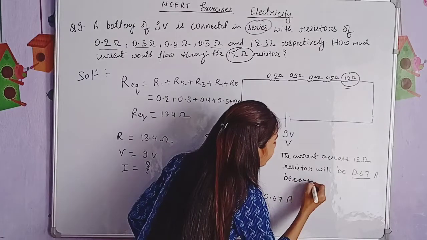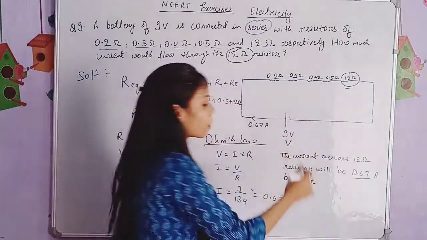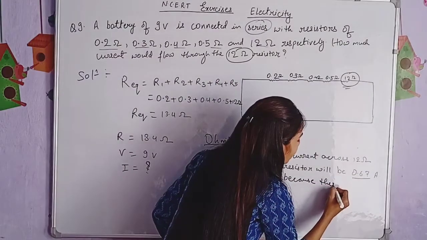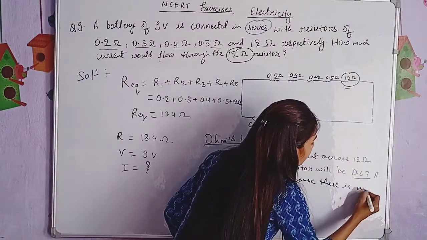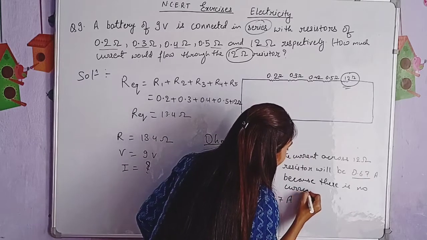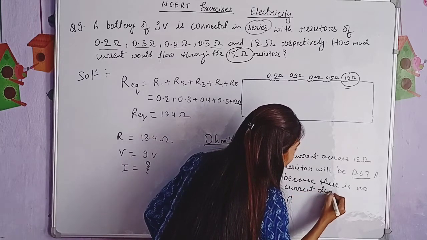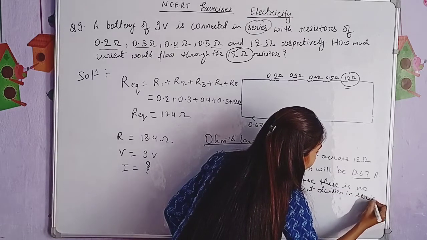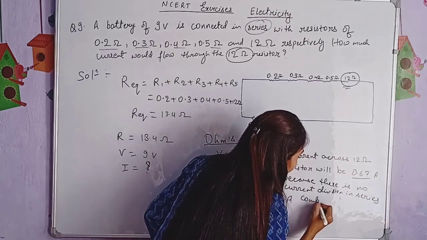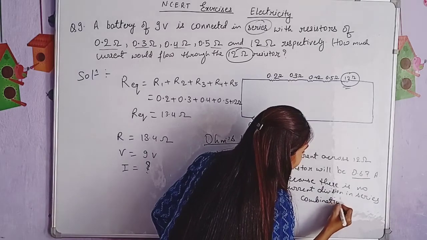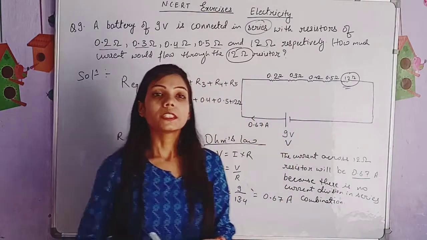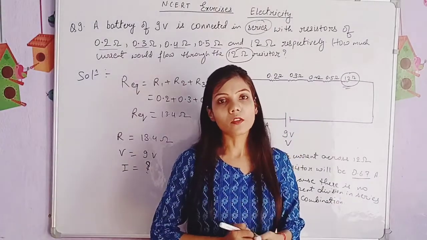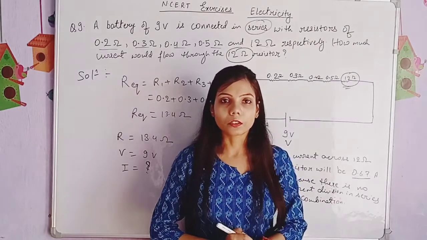There is no current division across a series combination, because there is no current division in series combination. Okay, so this will be our answer. So this is the solution for question number 9. See you all in my next video with another solution. Thank you.